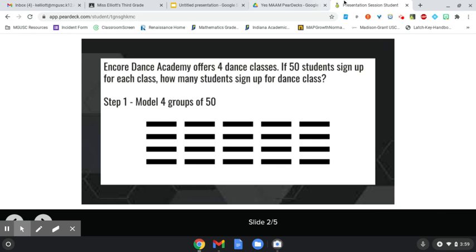So I have an Encore Dance Academy offers four dance classes. If 50 students sign up for each class, how many students sign up for the class? So what we're going to do first is step one, model four groups of 50. So if you look here, and I think I can draw, I can. I have four groups of 50.